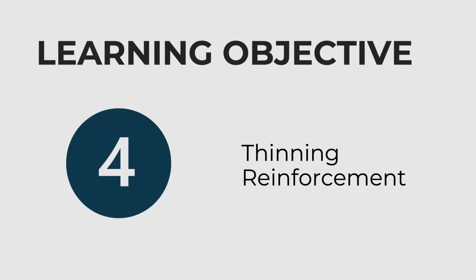Finally, our fourth learning objective, thinning reinforcement. Once students start showing success, it's time to shift from frequent reinforcement to more natural, sustainable support. In this section, we'll walk through how to gradually reduce reinforcement without losing progress, and how to do so in a way that respects each student's individual needs.